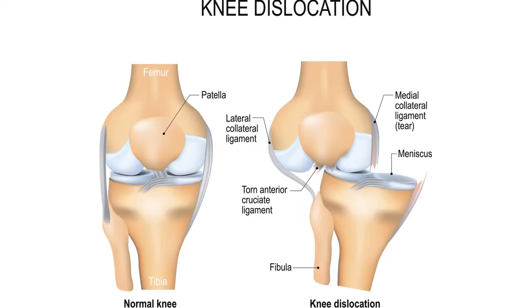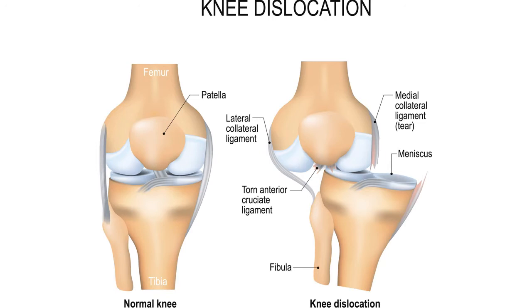Next slide. So then you also have knee dislocations, other things that cause damage to the knee. Dislocation means it's not in the location it's supposed to be. It's dis, meaning out of where it's supposed to be located. So you have a dislocation.